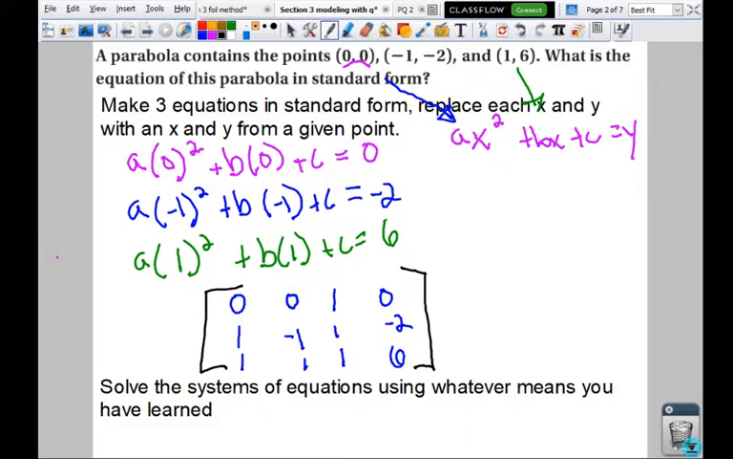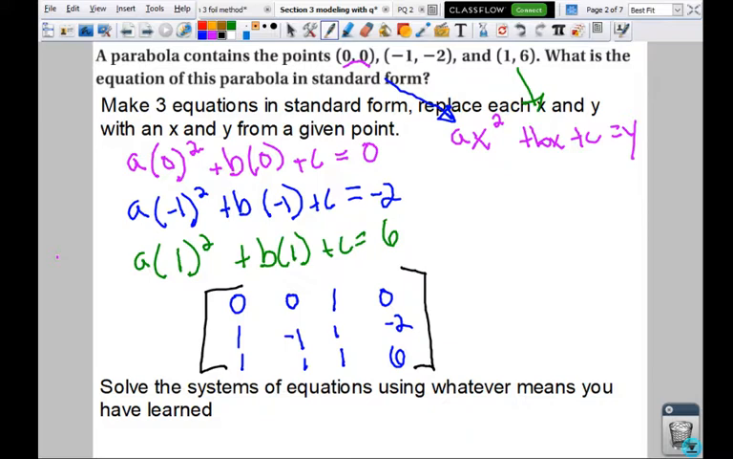Give me a second here. Right, here we go. So I'm going to go back a second time. We're going to have 3 rows and 4 columns. We're going to enter 0, 0, 1, 0, 1, -1, 1, -2, 1, 1, 1, 6. And we're going to submit them. And then my final answer is down here at the bottom.